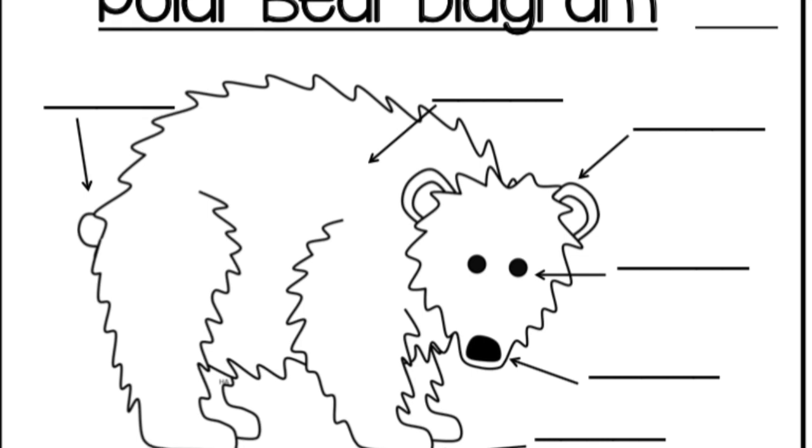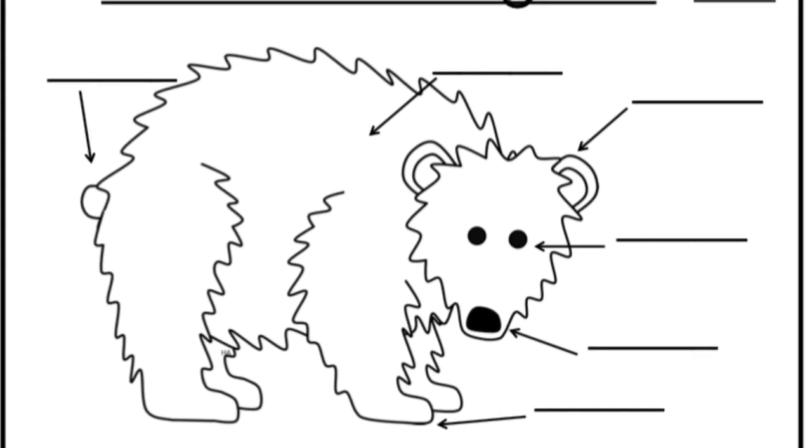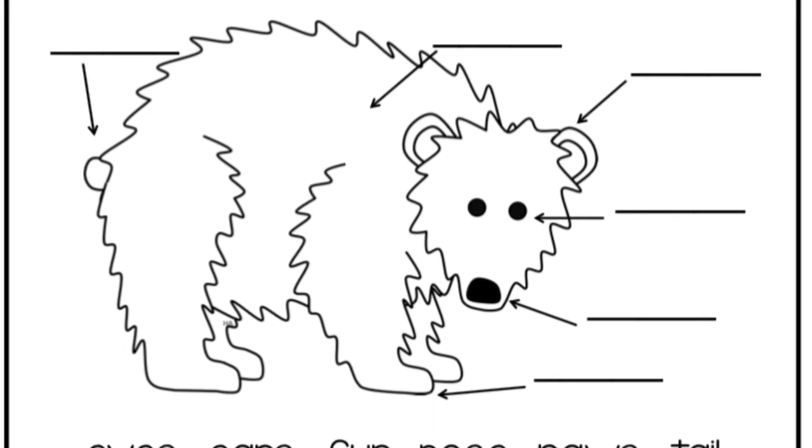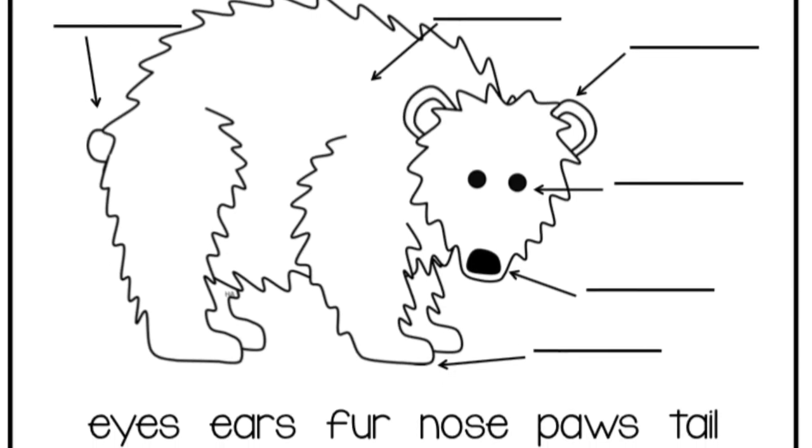A diagram is a type of text feature that shows the different parts of something, and in this case, it's a polar bear's body. And you can use the words at the bottom to label the different parts of the polar bear.